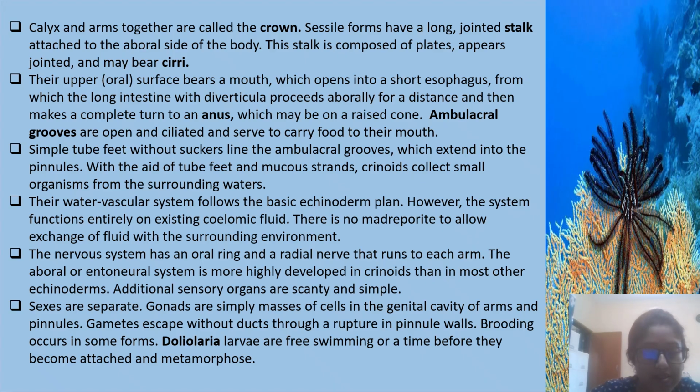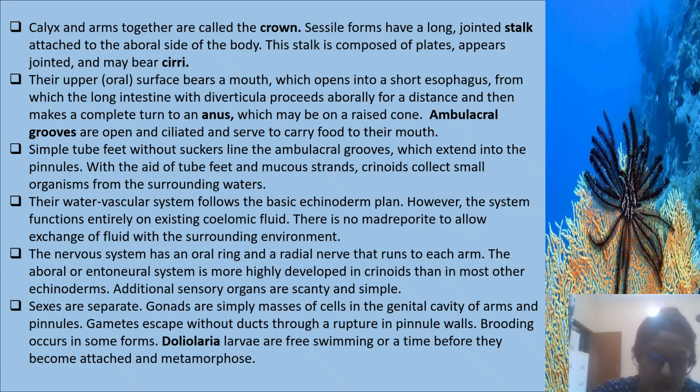Next point, water vascular system of Crinoidea. Their water vascular systems follow the basic echinoderm plan. However, the system functions entirely on existing coelomic fluid. There is no madreporite to allow exchange of fluid with the surrounding environment. Next, nervous system of Crinoidea. The nervous system has an oral ring and a radial nerve that runs to each arm. The aboral or entoneural system is more highly developed in crinoids than in most other echinoderms. Additional sensory organs are scanty and simple.